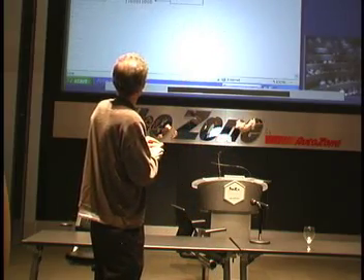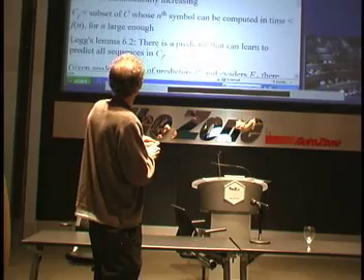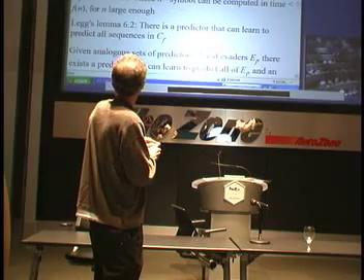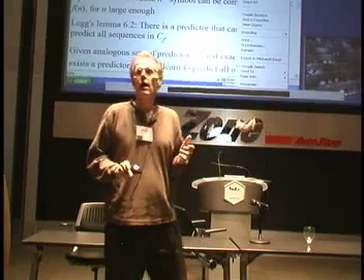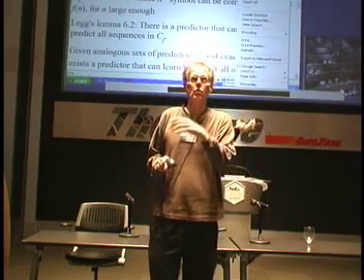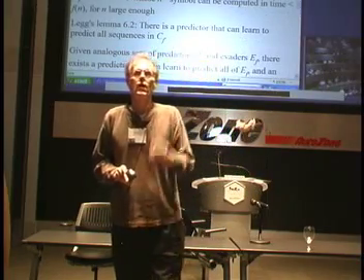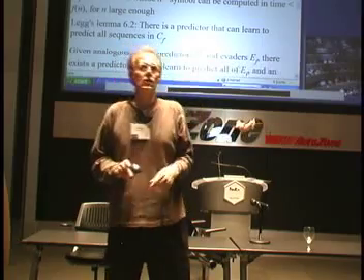And there's a nice symmetry between predictors and evaders. You can show that any evader can be turned into a predictor and vice versa.